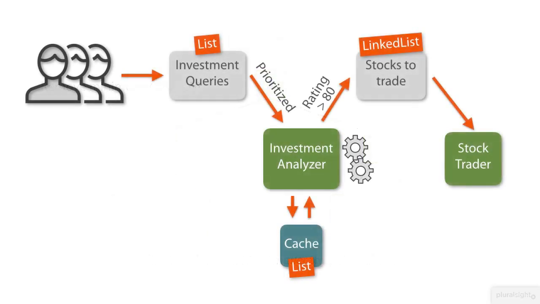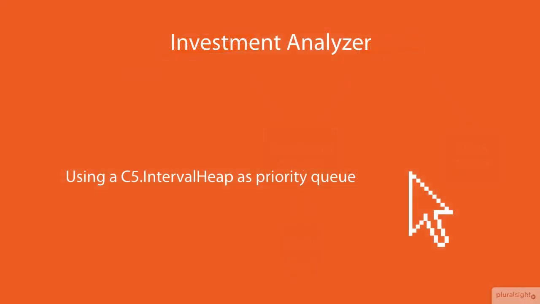When users add investment queries to our system, we need to handle them in prioritized order, and currently we use a list for that. However, finding the minimum element in a list requires a scan of all elements, and is thus a big O of n operation. Let's use a priority queue instead of a list in order to be able to fetch queries in log n time. That is, let's use a C5 interval heap type instead. Let me switch over to Visual Studio and perform the changes.